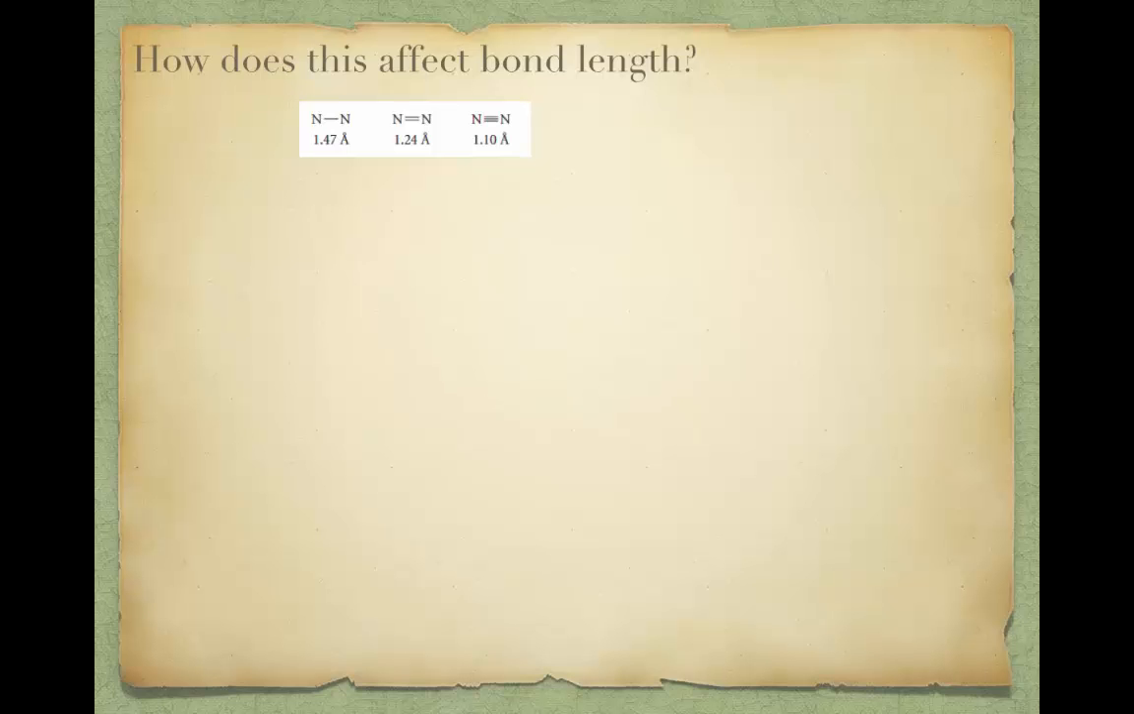The next question that should go through your minds is, how does a single, double, or triple bond affect the length of the bond? As you can notice in this slide, as you increase the number of shared electrons, moving from a single bond in which 2 electrons are shared, to a double bond in which 4 electrons are shared, to a triple bond in which 6 electrons are shared, your bond length actually decreases. That makes sense because there are more electrons being shared between the atoms, and as a result, those 2 nuclei are pulled closer to one another.